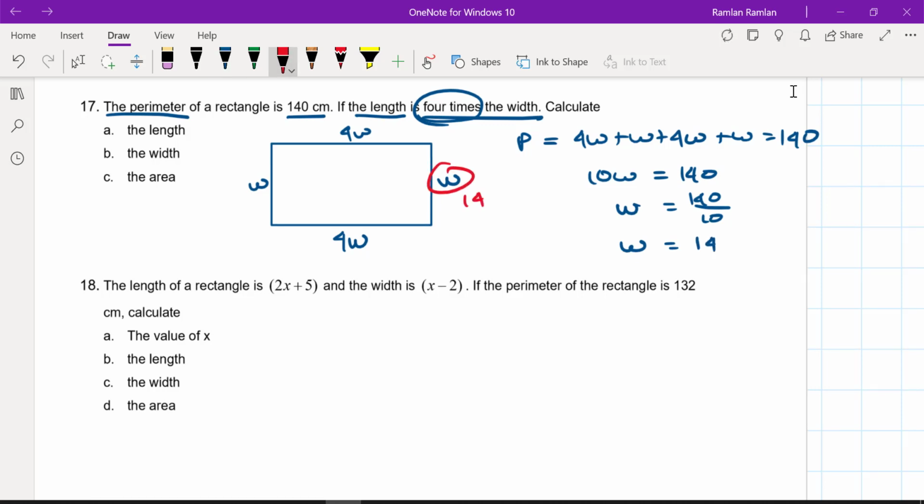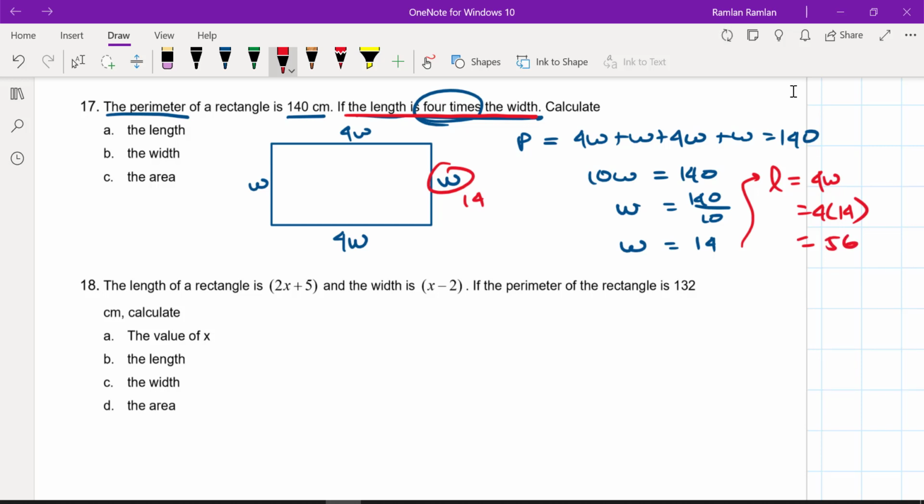So if you want to find the length, because we know that the length is 4 times the width, the length will be equal to, so I'm going to write that here. So L is going to be 4W, and that'll be just 4 multiplied by 14. And if I use the calculator, guys, that'll be equal to 56.